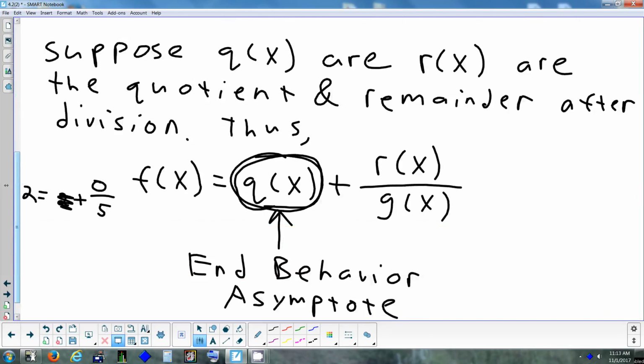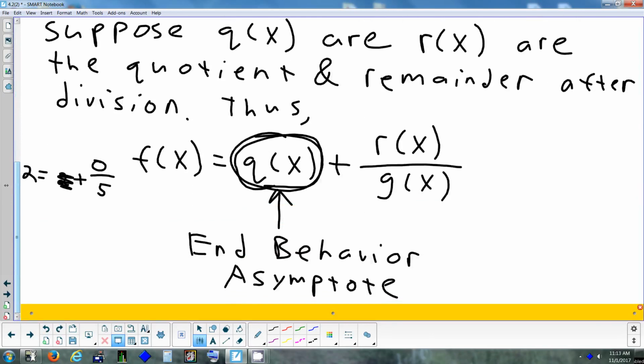So the EBA is just the quotient. And we did that last week. We didn't call the quotient an EBA, but that's what it is. So to find the end behavior asymptote, just do the long division and then write down the quotient.